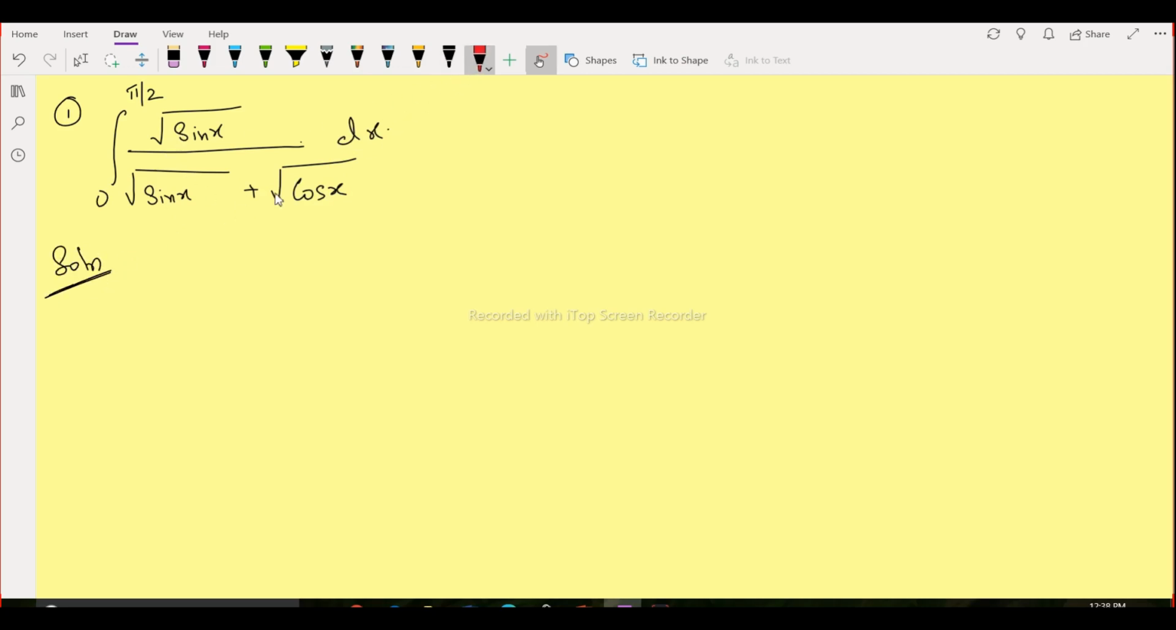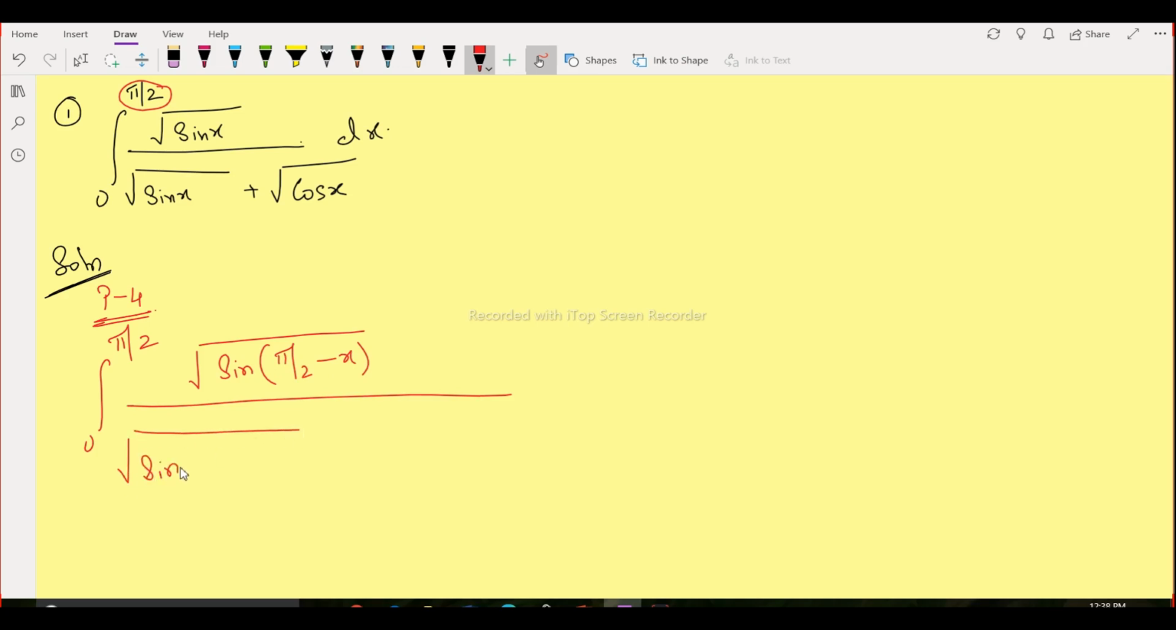Sine and cos. The property which I'll use is property number 4. So I'll use property number 4, and that would be 0 to pi by 2, root of sine. So the property was a minus x, and a in this case is 90. So I'll write sine of 90 minus x upon root of sine 90 minus x. Wherever you have x, you will just replace it by 90 minus x, because 90 is your a.